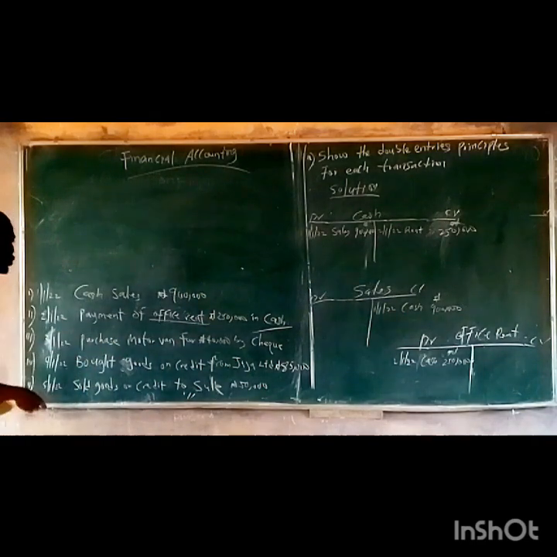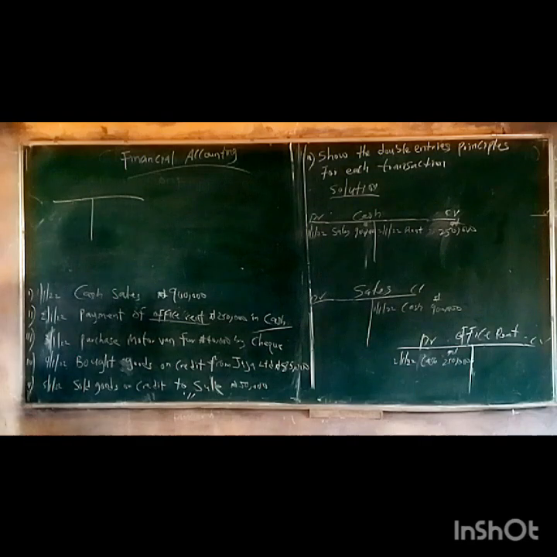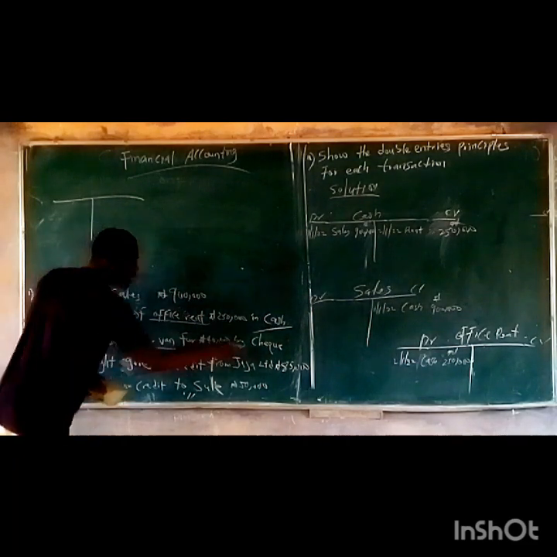Side, because there's something I'm going to do. Purchase of motor van for 40,000 naira, bought by check. Alright, so what are the two major accounts there? The two major accounts there are the motor van and check.